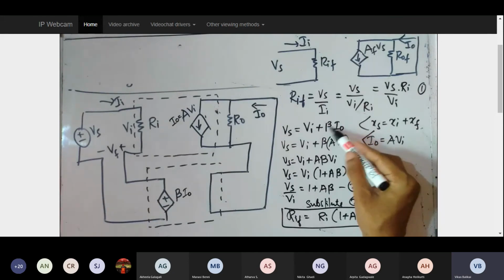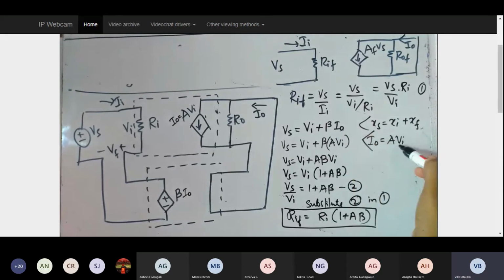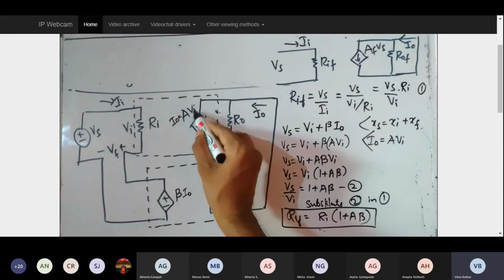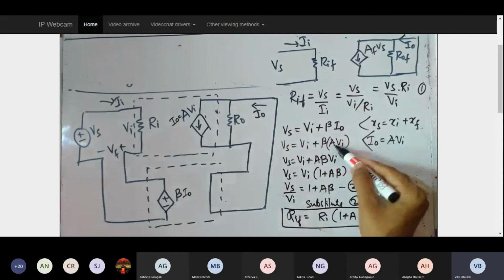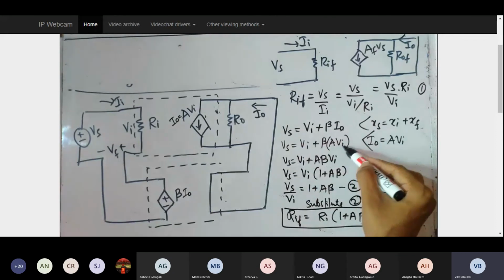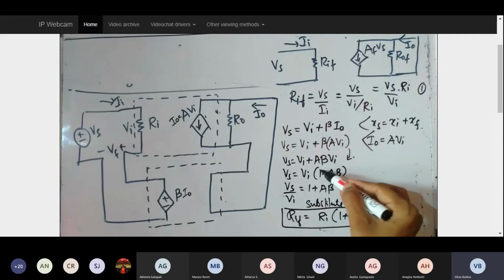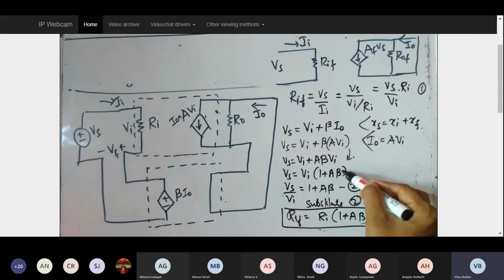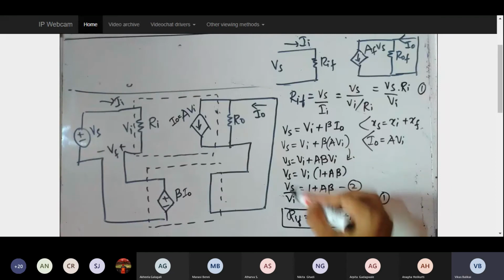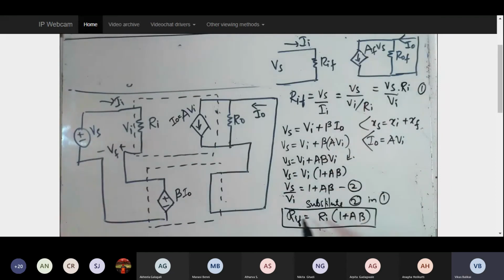And what is I0? I know that from this circuit, A into VI. That's what I represented over here. Once you do that, try to simplify. Take VI common. You get 1 plus A beta. VI take it to the denominator, VS by VI. So take VS by VI, substitute it, and you get RIF is equal to RI multiplied by 1 plus A beta. So this is how you obtain the input resistance with feedback.